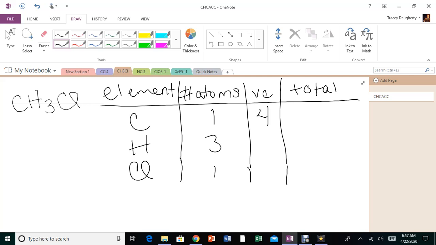Carbon, look on the periodic table, we have 4 valence electrons. Hydrogen has 1. Chlorine has 7. Multiply across. 1 times 4 is 4. 3 times 1 is 3. And 7 times 1 is 7. Add down, and we get 14.